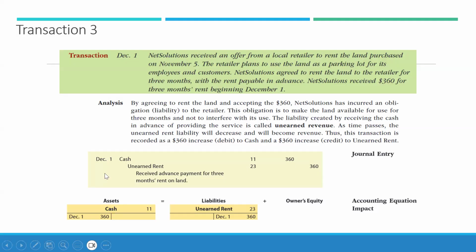So do you see? We debit our cash of $360. We credit our unearned rent of $360, which is a liability because we owe them something. We owe them renting the land. And then we explain, received advance payment for 3 months of rent. We take our cash and we show a debit there for December the 1st. And then our unearned rent, which is a liability, we credit. Make sense?